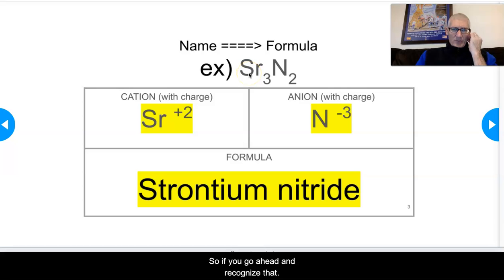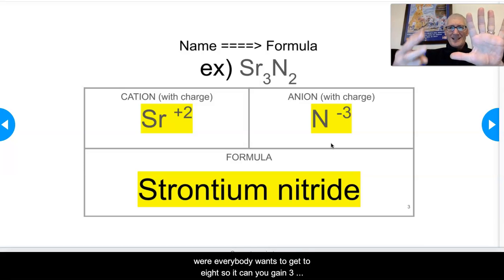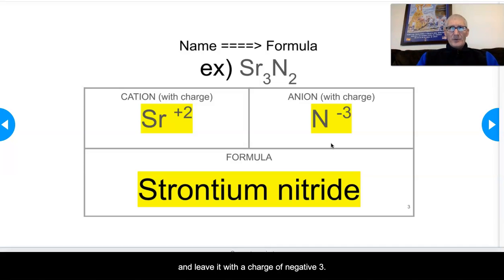So if you go ahead and recognize that this is Sr, strontium, find it on the periodic table. It's in column number 2, so it's going to be a +2 charge. You're going to write this down in the space provided. Then you're going to look up nitrogen. It's in column number 15, which means it has 5 valence electrons. Remember, everybody wants to get to 8, so it's going to gain 3. I'm going to leave it with a charge of -3.